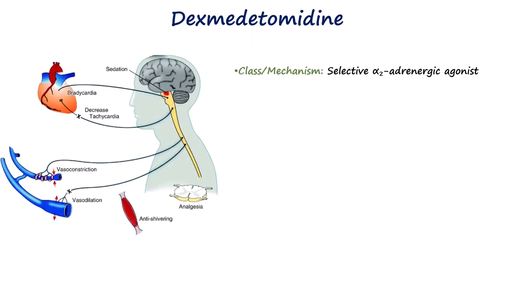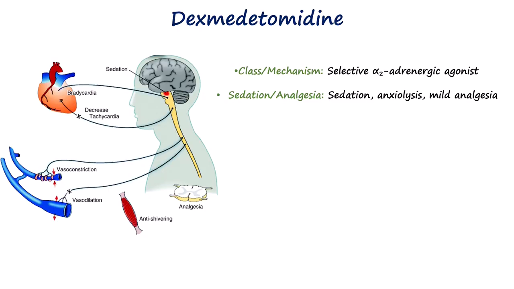Dexmedetomidine is one of the preferred choices for awake fiberoptic intubation. It works as an alpha-2 agonist, which means it provides sedation, reduces anxiety, and even adds some analgesia, but the real advantage is that it doesn't depress breathing. Patients remain cooperative and can still follow simple commands, which makes it ideal for this setting.